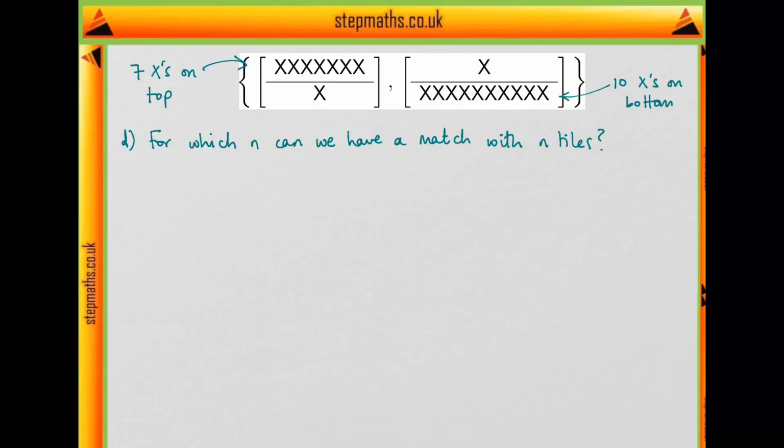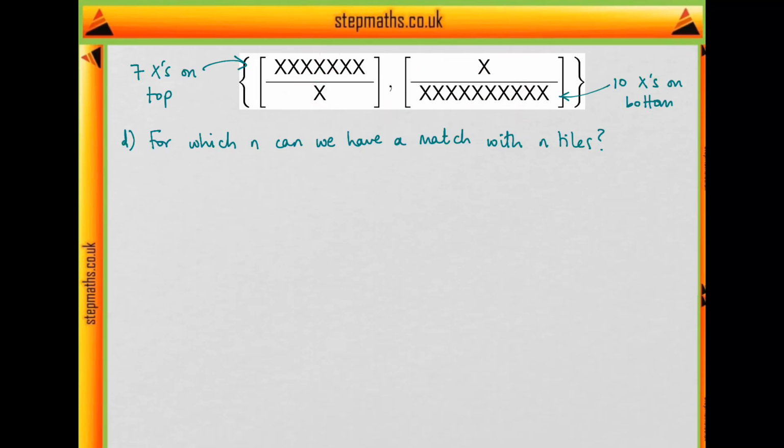Okay, and now we're given a new set of tiles. So for this tile, we have 7 X's on the top, and for this one, we have 10 X's on the bottom. And we want to know for which numbers n can we have a match with n tiles. Okay, so in a match, we know we're going to get a string of X's on the top and also a string of X's on the bottom. So let's try and compare the number of X's on the top and the bottom.